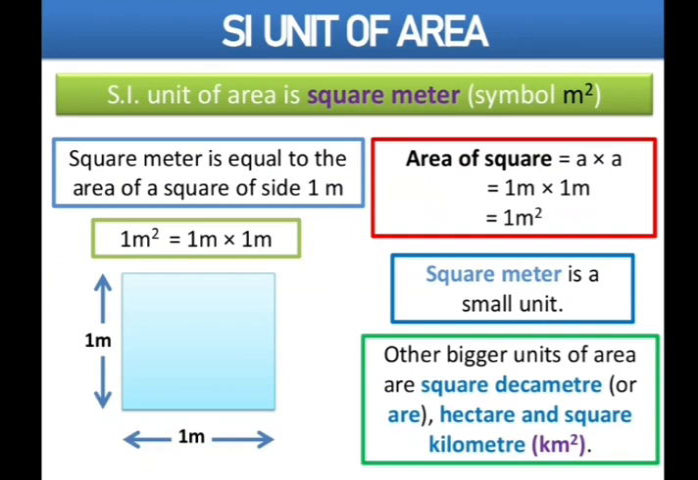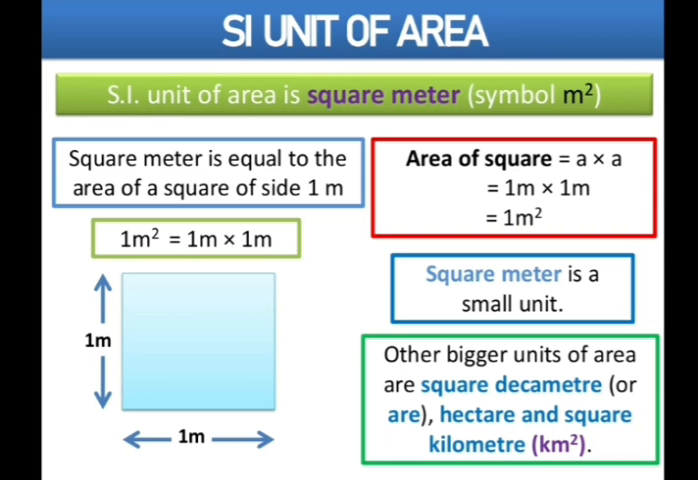Now the SI unit of the area is square meter. Symbol is m squared. Square meter is equal to the area of a square of side 1 meter long. See the figure of the square having 1 meter side each. We know area of the square is side into side. Here the side is 1 meter. So area is equal to 1 meter into 1 meter, that gives us 1 meter square. As meter is 2 times, so we will write it as m to the power 2, or we will call it square meter.